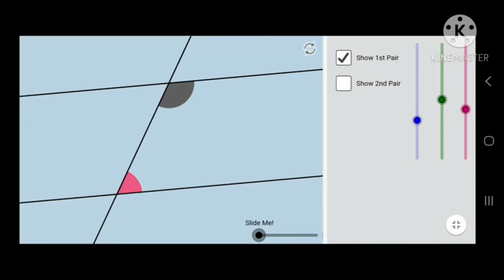Now let's explore the same side interior angles theorem, that is angles on the same side of the transversal. As we know, whenever a transversal intersects two parallel lines, the angles on the same side of the transversal are supplementary. Now let's see here. As you can see, if we slide the pink angle, its corresponding is this one. So the corresponding angles are equal. So that's the same angle that we are taking.